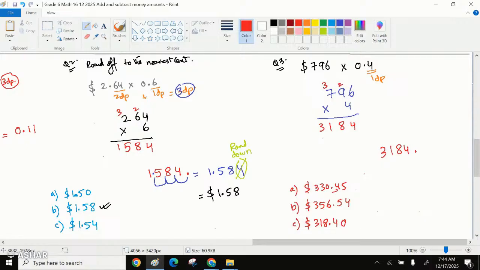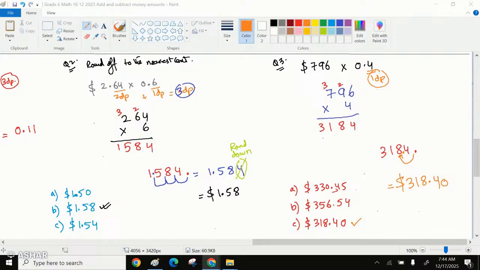If we have 3184 and the decimal was here, we just need to move one decimal place. The decimal will come over here. That means it becomes 318.4. Okay. And we put up a dollar sign. That means option C is correct. And we give it to 2 decimal places since we are talking about cents as well.